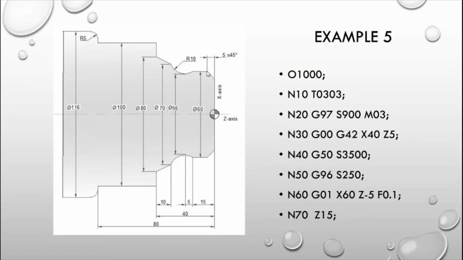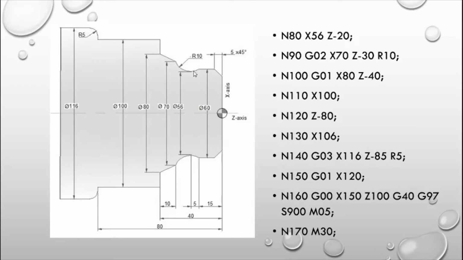The tool comes there and N70 is the sequence number. Z15, our tool goes from this position to this position. After that we require a circular section. This is the linear section. The linear section is Z minus 20. This shows X60, X70, Z minus 20, and the value of X is 56.